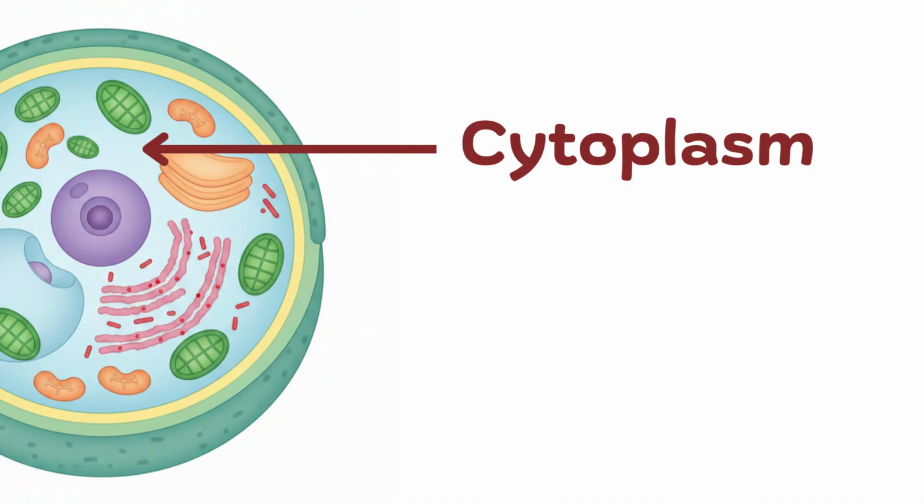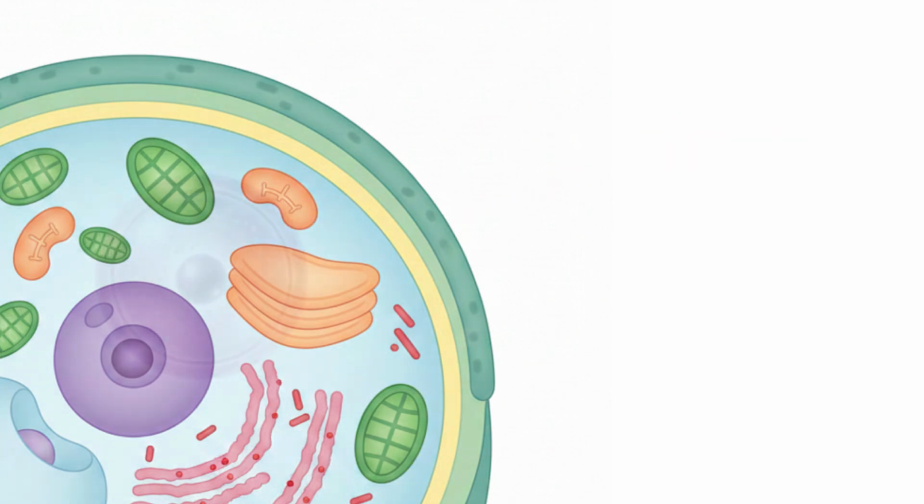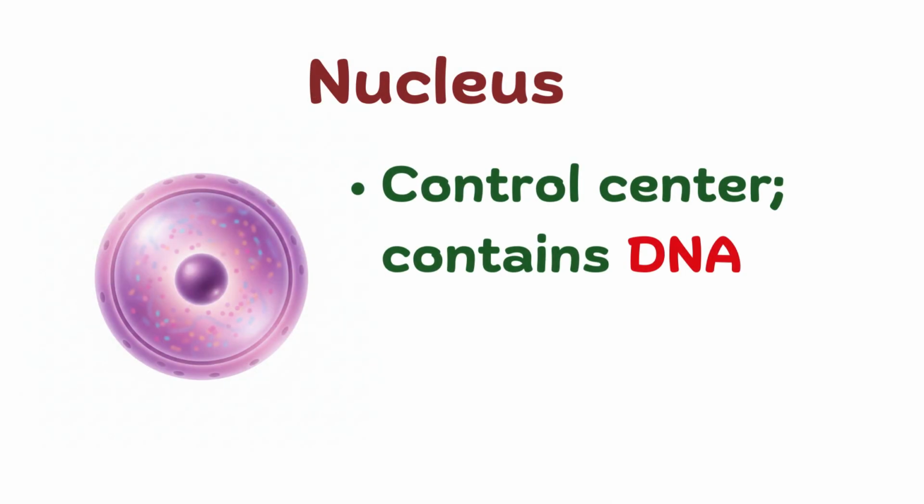Cytoplasm. The cytoplasm is a jelly-like substance that fills the inside of the cell. All the cell parts are suspended in it, and most of the chemical reactions needed for the cell to stay alive happen here. Nucleus. The nucleus is known as the control center of the cell.